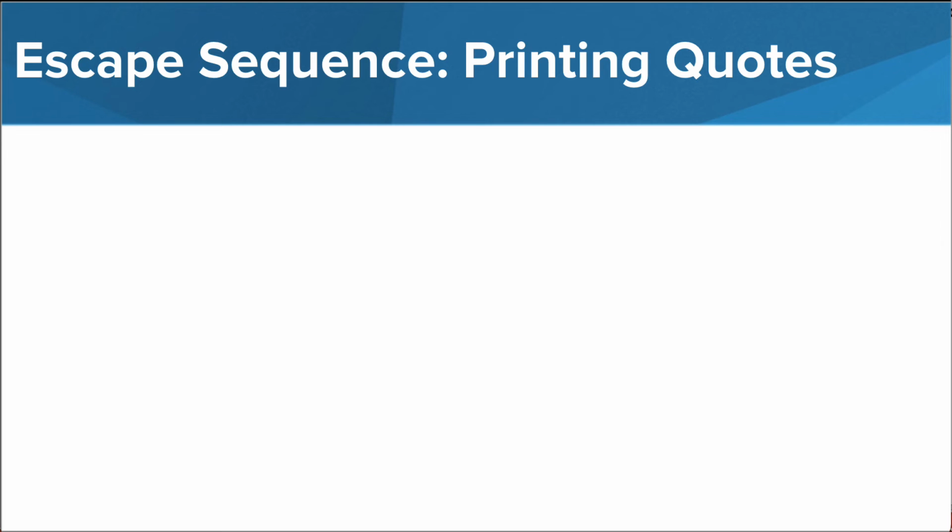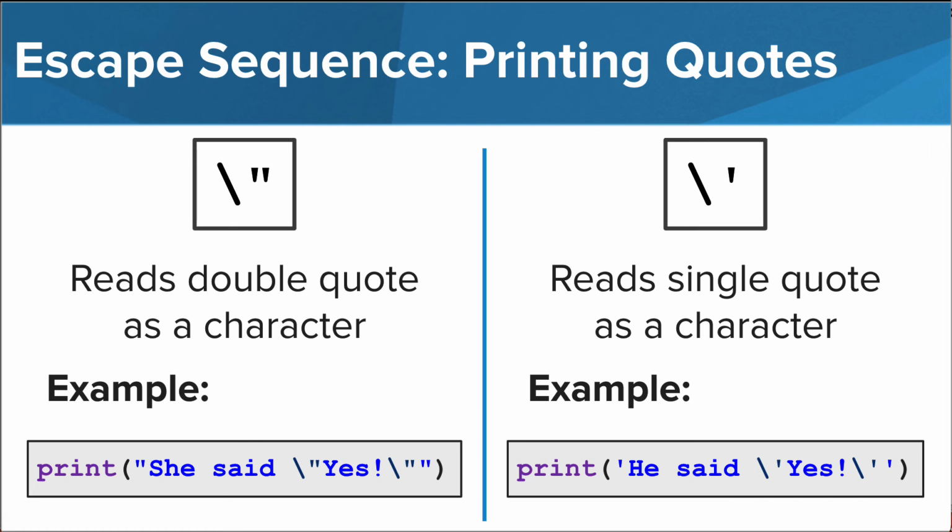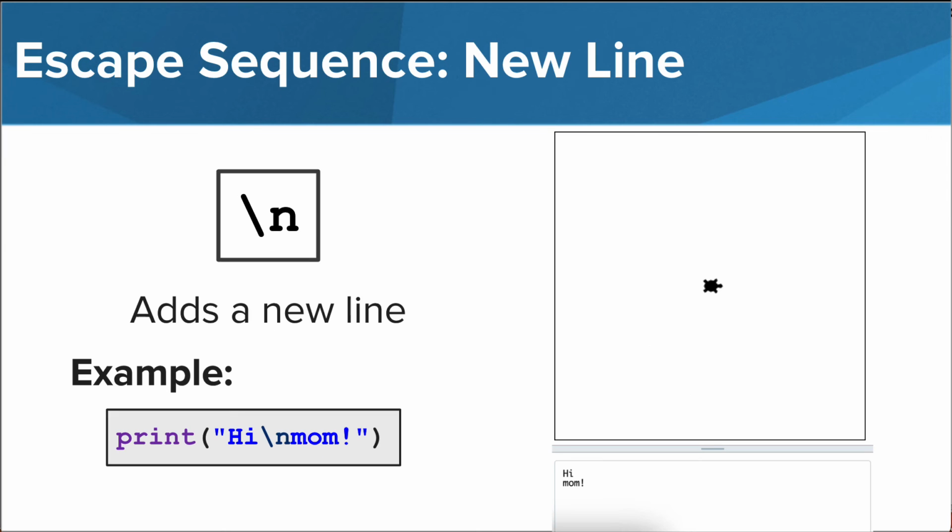There are two escape sequences we can use when we want to print quotation marks. If we want a double quotation mark to be a printed character in our string rather than ending our string, we put a backslash right before the quotation mark we want to print. We can do the same thing with a single quotation mark. We put a backslash before a single quotation mark if we want it to be a printed character. These allow us to use these characters inside our strings.